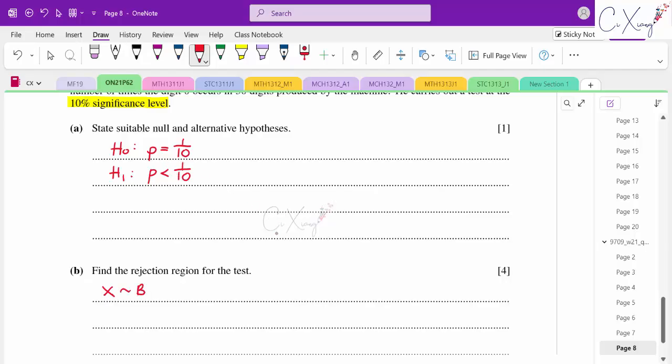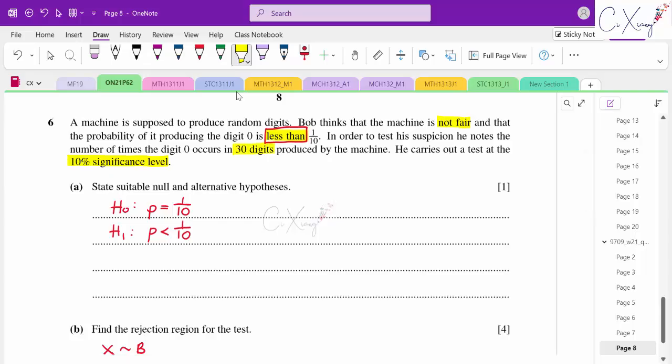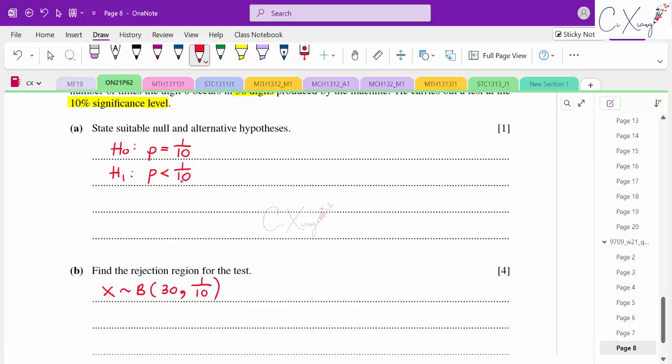So for this case, where is my parameter for the binomial distribution? You can see that he tried to inspect the digit 0 occurring in 30 digits. So your n will be 30 in the binomial distribution, and the p is actually 1 over 10. Okay, so when you want to carry out the test for any proportion, we are using the binomial as the distribution to calculate the probability.